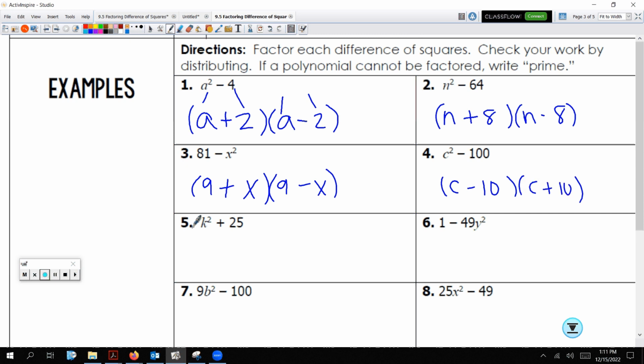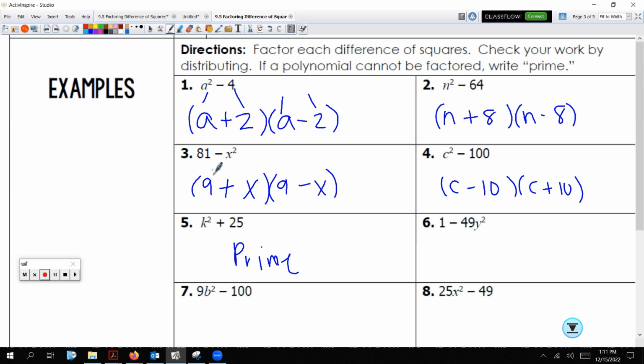Look at number 5, k squared plus 5. Well, that's not a difference. I can't do what I've been doing. All of these were subtraction. This is not subtraction, so this is a case of prime. Oh, if I could spell, okay? I can't factor that. That's done.